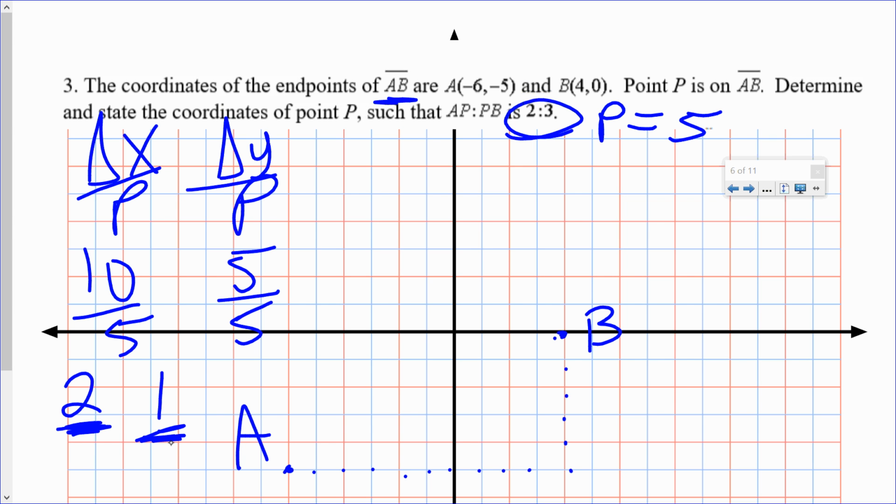Okay. 1, 2 in the x, 1 in the y, point. 1, 2 in the x, 1 in the y, point. 1, 2, 1. I don't know why that one got all crazy. 1, 2, 1, and you will end up at the other one.